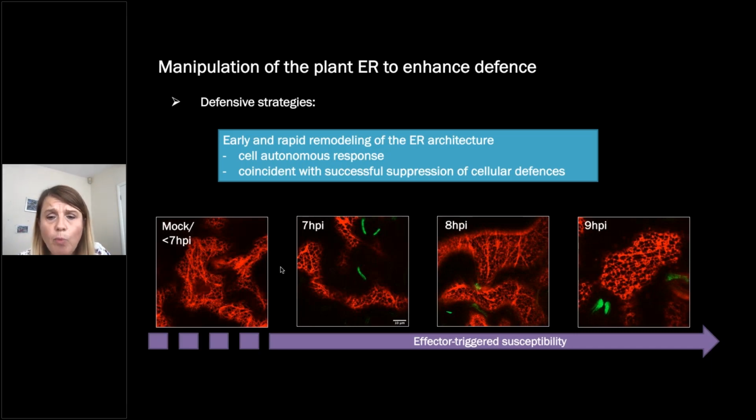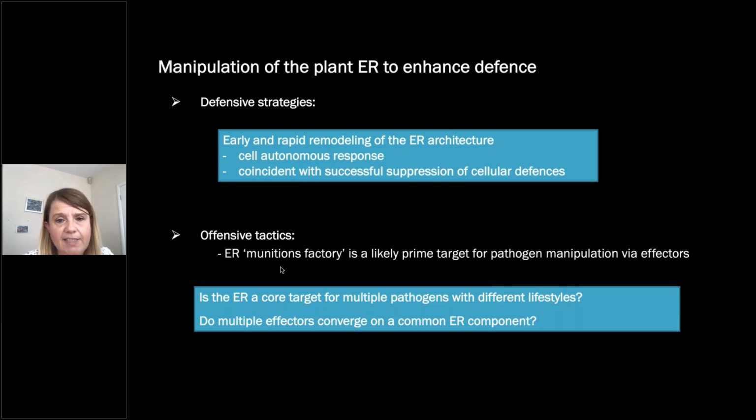Okay, so with this in mind, it appears that a lot of the changes that I'm seeing in response to DC3000 infection presumably are either directly or indirectly caused by the injection of effectors into the cells. So I was obviously interested in identifying putative effectors that may be targeted to the ER, since it is likely to be a prime target for pathogen manipulation.